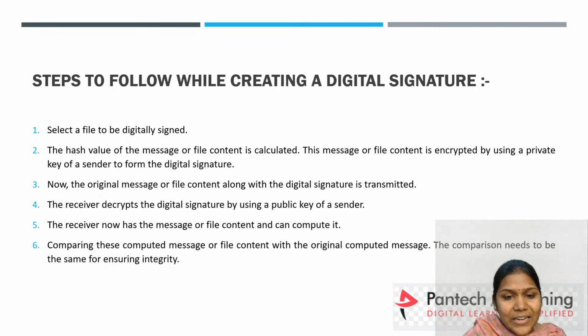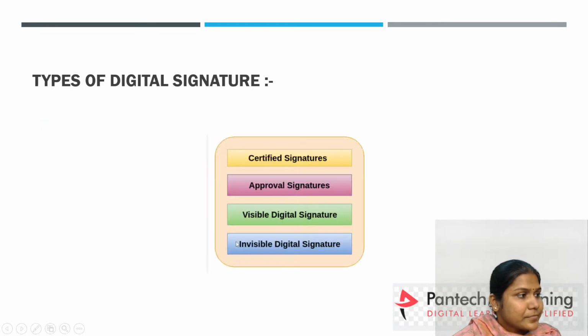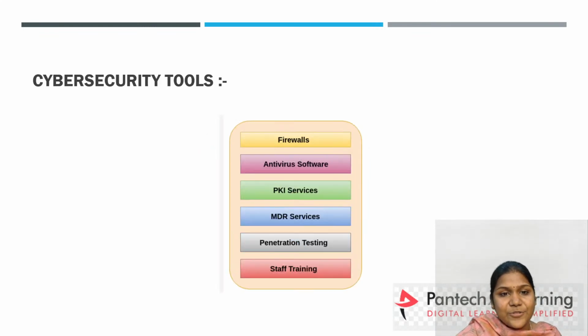The receiver decrypts the digital signature by using the public key of the sender. The receiver now has the message or file content that can be computed. Comparing these two, the computed message or file content with the original computed message, the comparison needs to be the same for ensuring integrity. Types of digital signature: certified signatures, approval signatures, visible digital signatures, and invisible digital signatures.